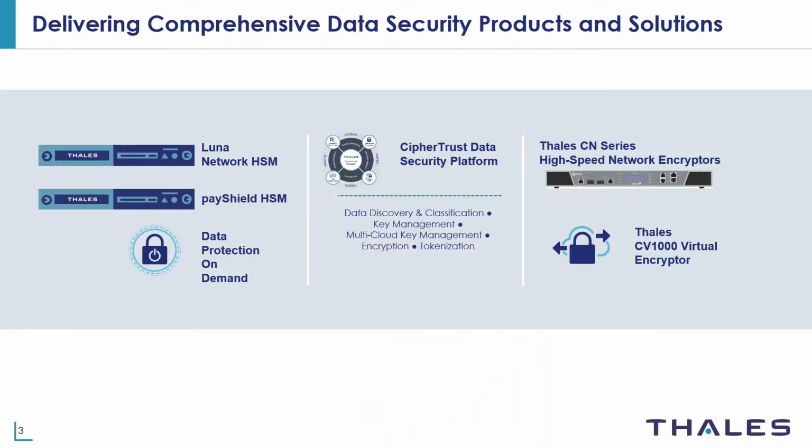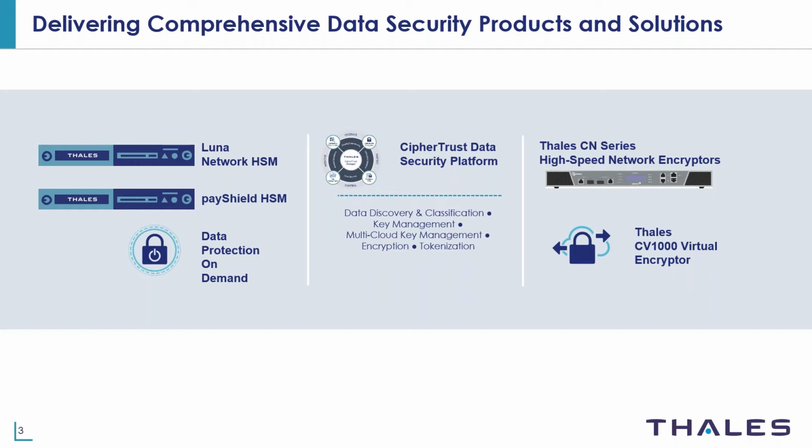There are three big product groups. The first one is the Luna Network HSM, or Hardware Security Module, which can be used for storing your keys and managing your keys for your encryption. This is a hardware solution, but Thales also has an online marketplace where you can buy HSM and key management services, which is called Data Protection on Demand, or in short, DPOD.